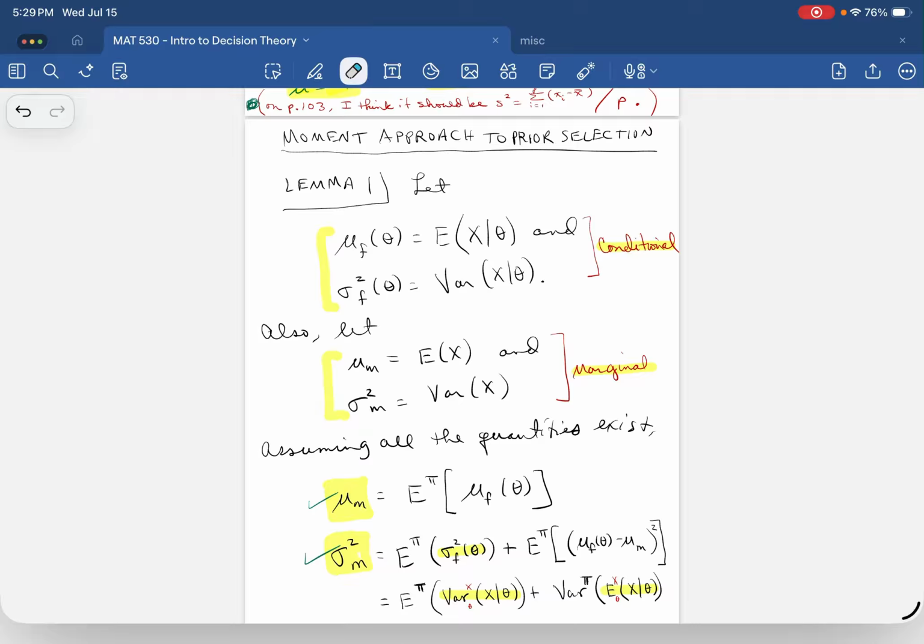This first one is sometimes called the double expectation formula, and then the second one is called the law of total variance. And we won't go through the proof of that, but we will use those.